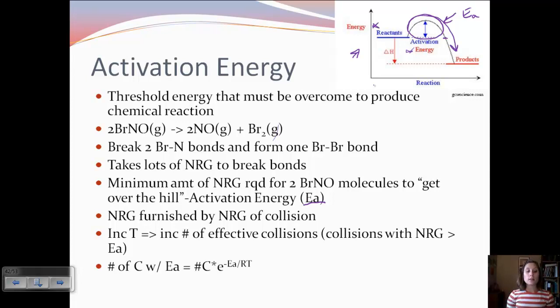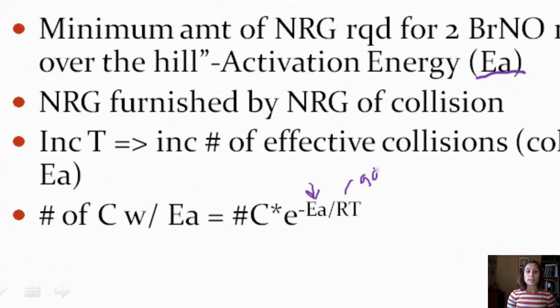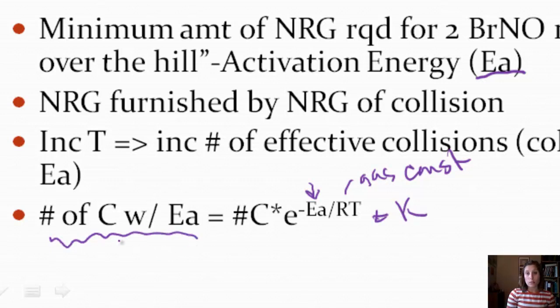So we can say that the number of collisions with an activation energy is equal to the total number of collisions times e to the negative E sub A, so negative activation energy, divided by R, which is our gas constant, times T, which is in Kelvin. If we wanted to approximate the number of collisions that are going to be above this activation energy, this is the equation we can use: total collisions times e to the negative E sub A over RT.